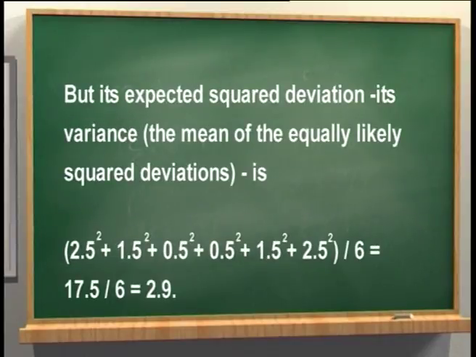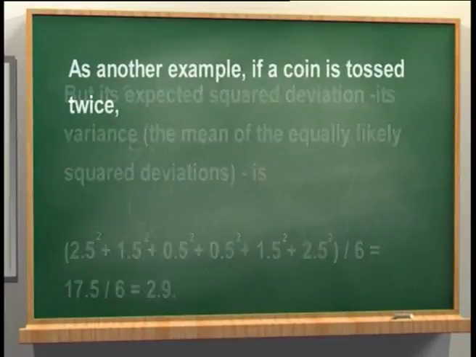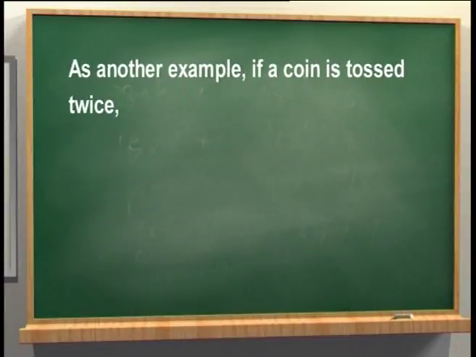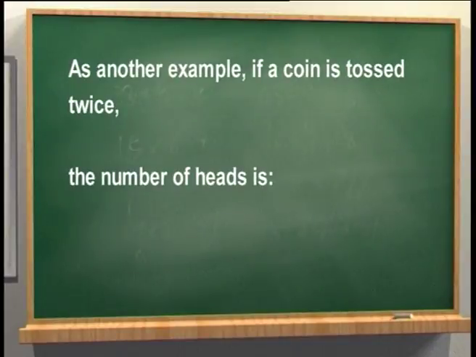But its expected squared deviation, that is its variance, is (2.5 squared + 1.5 squared + 0.5 squared + 0.5 squared + 1.5 squared + 2.5 squared) divided by 6. That is 17.5 divided by 6. The variance is 2.9.